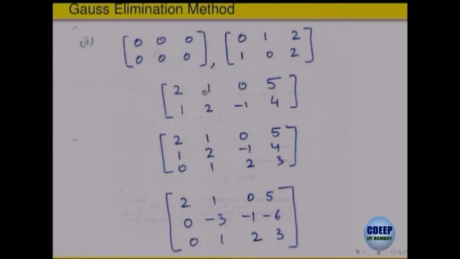What about this one? Is it in the row equivalent form? Let me just see what we said. R has to be between 1 and the minimum, so R could be equal to 2 itself. No, this is in the row equivalent form, sorry.